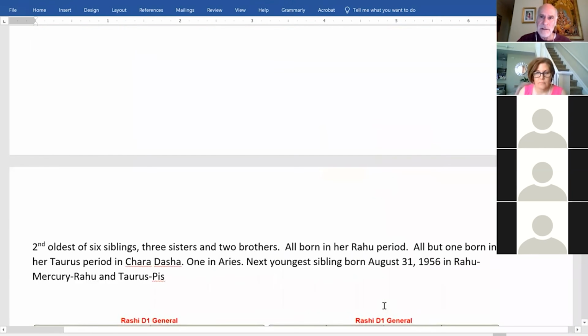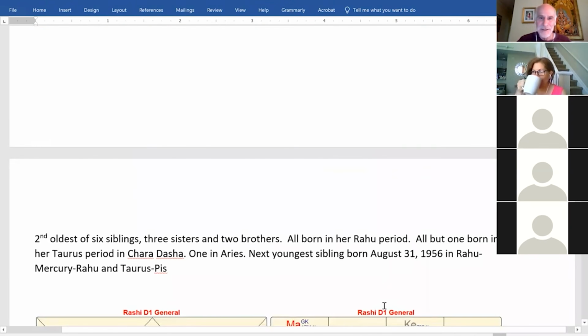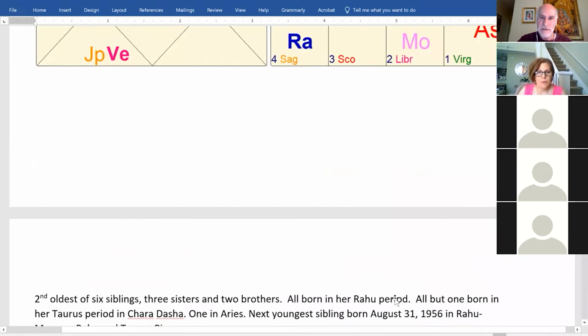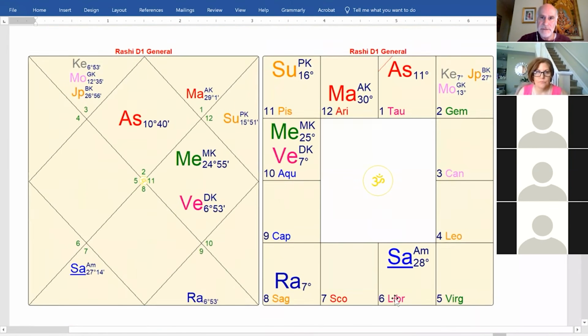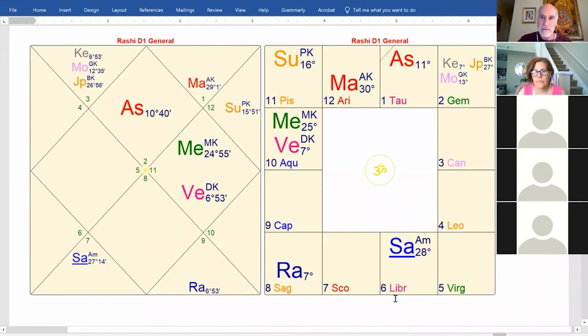you know, Luciana, would you have your ephemeris handy? Sure. Yes. Okay. If you wouldn't mind, if we could see the transits for August 31st, 1956, as it relates to the chart of the sibling just older than her, which is this chart here. Mm-hmm. And first of all, Saturn and Jupiter.